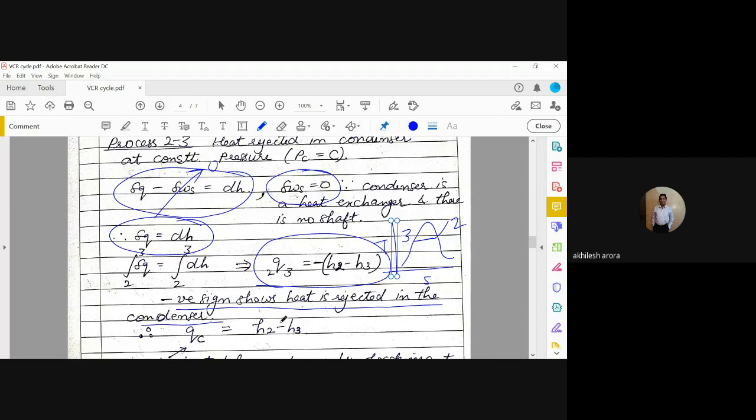So the value of QC, when I say QC, is the heat rejected in the condenser. If I say Q2 to 3, then it is the heat transfer during the process 2 to 3.